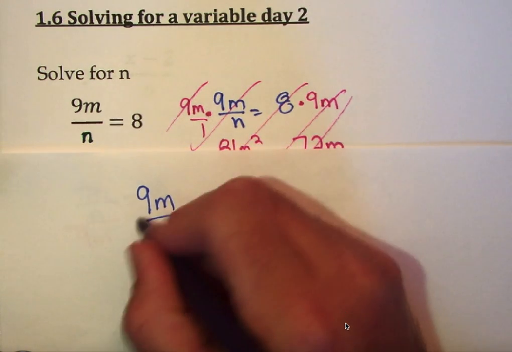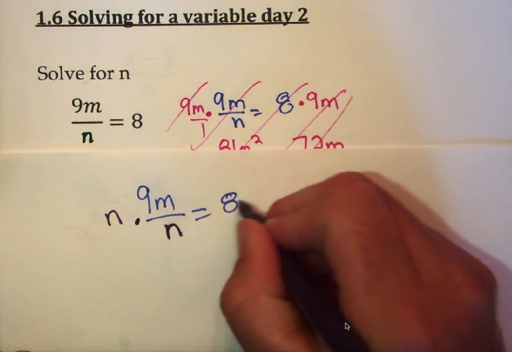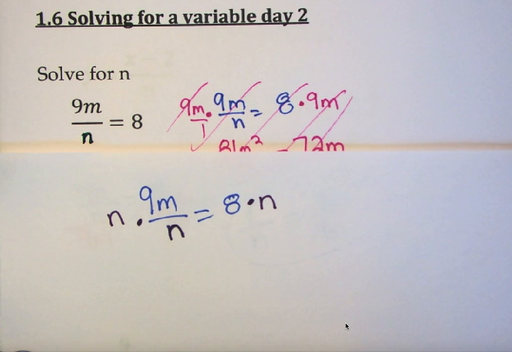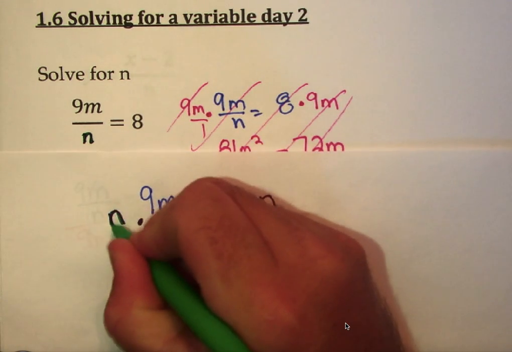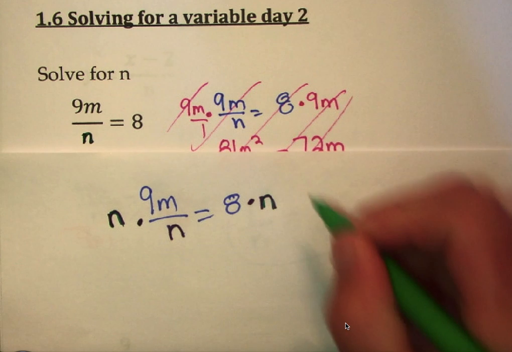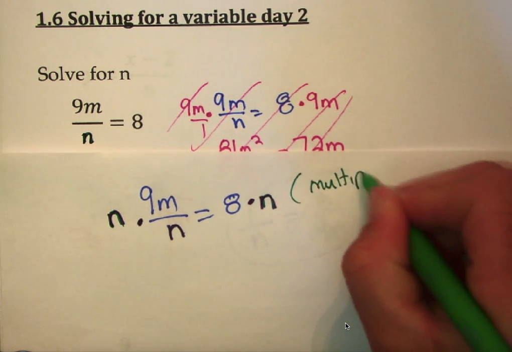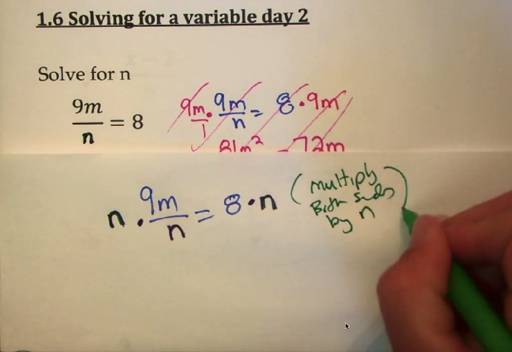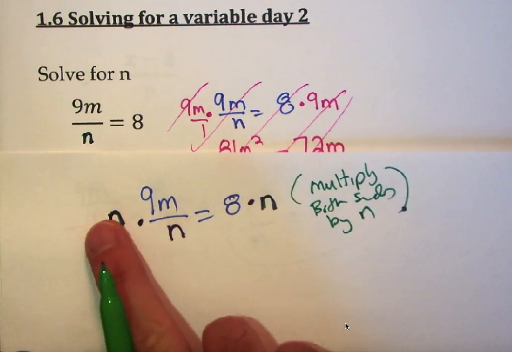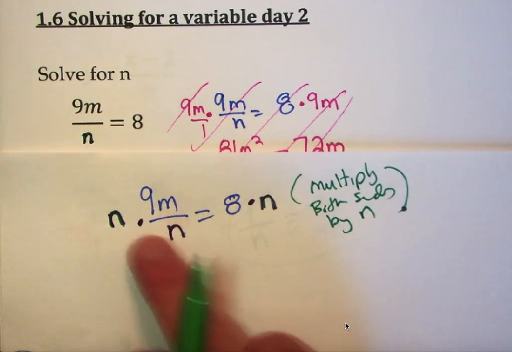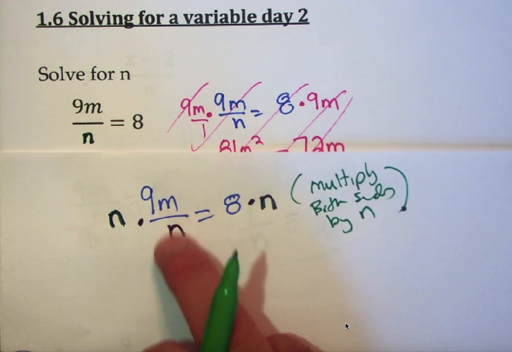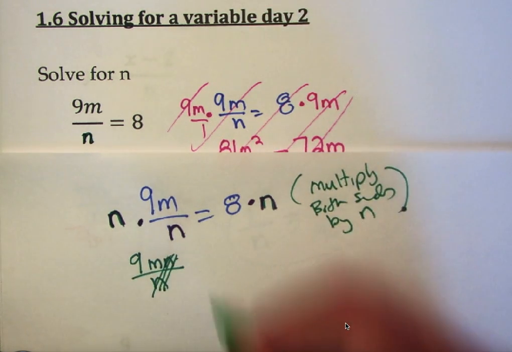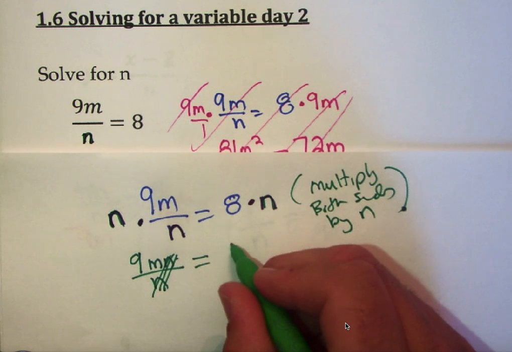So what we're going to do first is actually multiply both sides by n. I should have done that in a different color, but I'll do it in green. Hopefully people can see that. So we're going to multiply both sides by n. Let's see why that helps. Well, n divided by n times m over n, you get 9mn over n, and the n's can divide out and cancel, and then you have 8 times n.